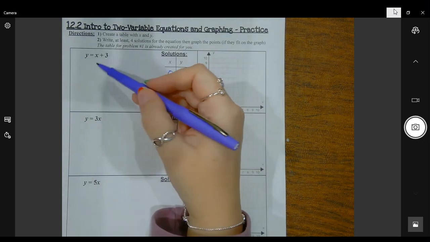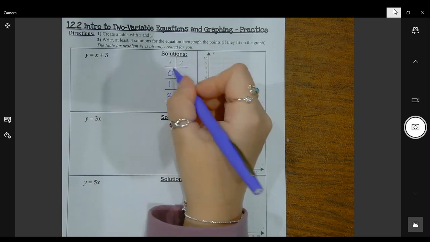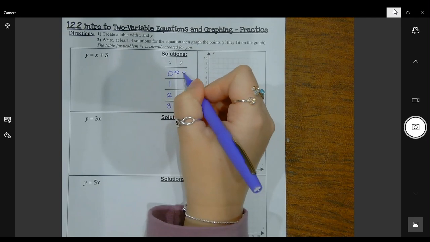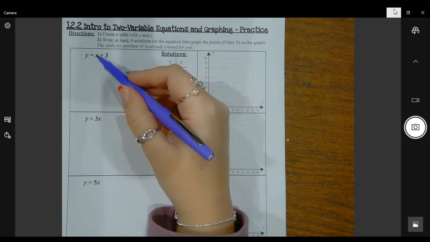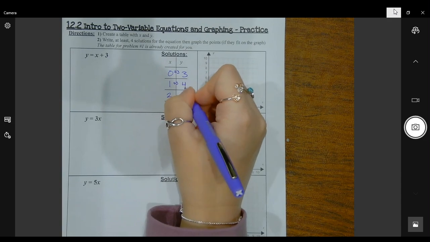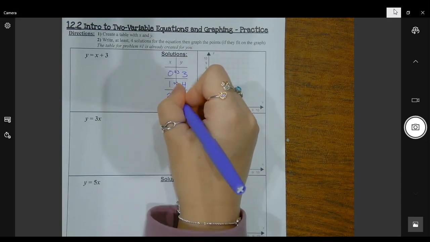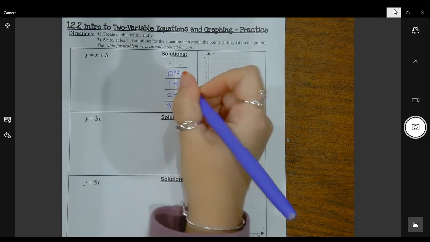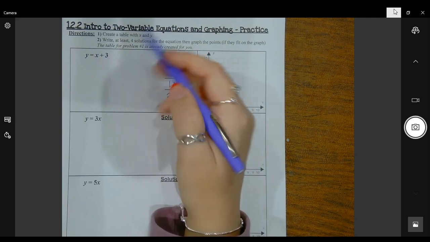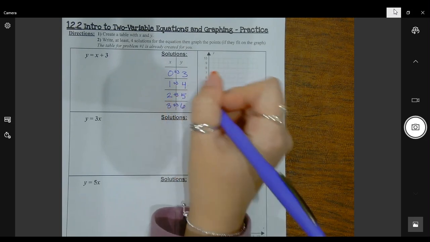So if x was 0, add 3 to it, right? 0 plus 3 is 3. Okay, now if x was 1, 1 plus 3 is 4. Okay, if you made x be 2, 2 plus 3 is 5. And if you made x be 3, 3 plus 3 is 6.